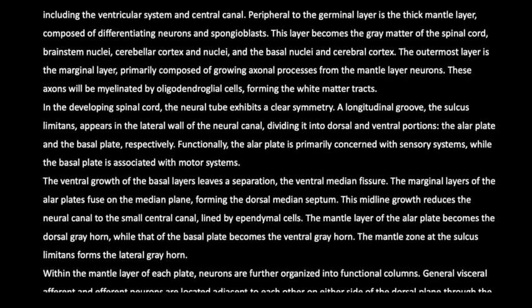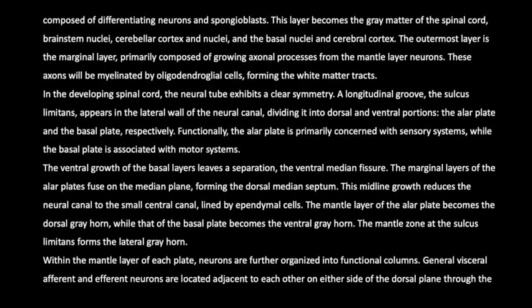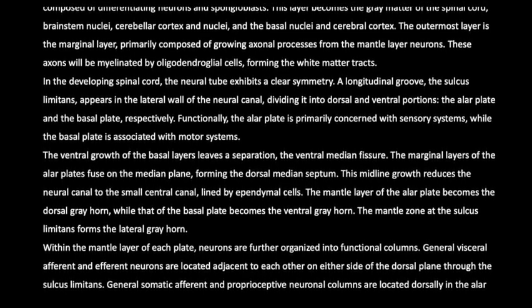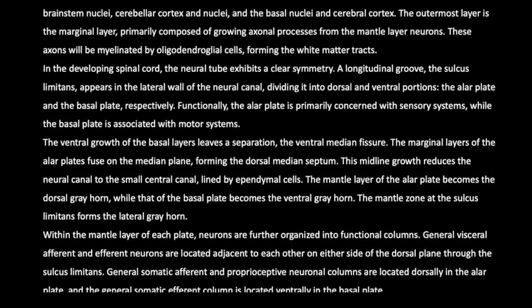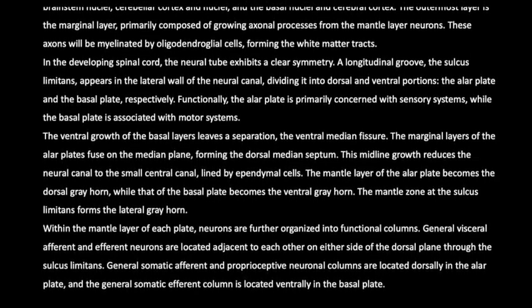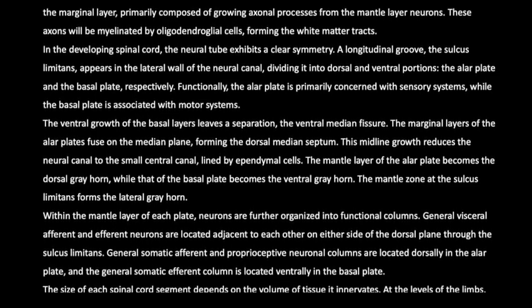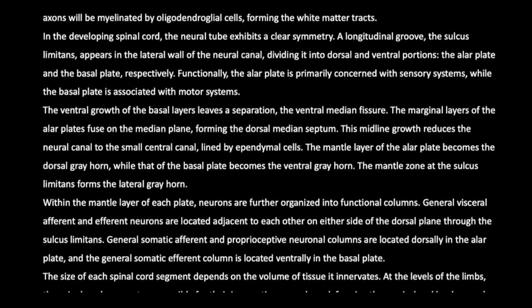In the developing spinal cord, the neural tube exhibits a clear symmetry. A longitudinal groove, the sulcus limitans, appears in the lateral wall of the neural canal, dividing it into dorsal and ventral portions, the alar plate and the basal plate, respectively. Functionally, the alar plate is primarily concerned with sensory systems, while the basal plate is associated with motor systems.